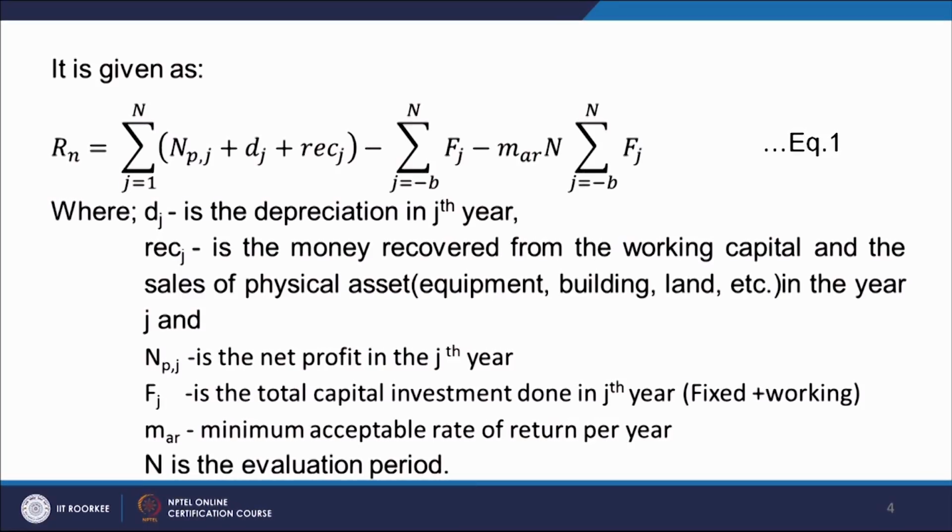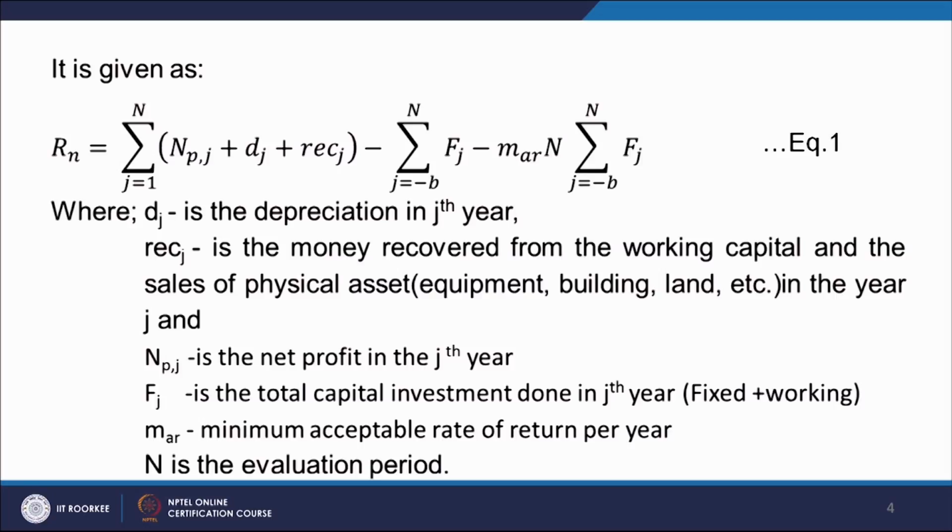where Dj is the depreciation in the jth year, RECj is the money recovered from the working capital and the sales of physical assets, that is equipment, building, land, etc. in the year j. NPj is the net profit in the jth year. When I say net profit, it is after tax paid. Fj is the total capital investment done in the jth year. This is fixed plus working capital. MAR is the minimum acceptable rate of return per year and n is the evaluation period.